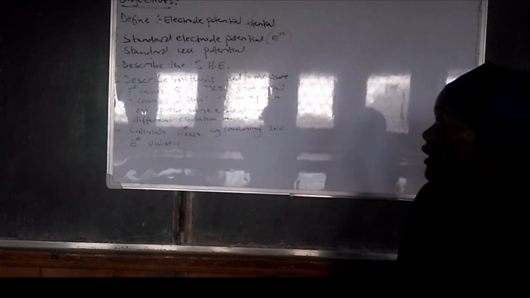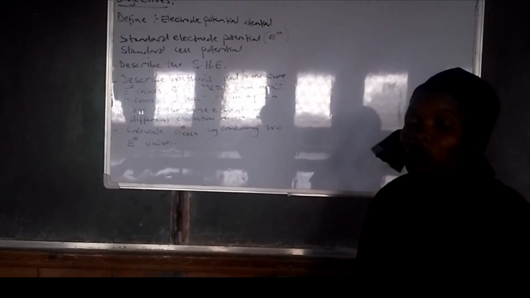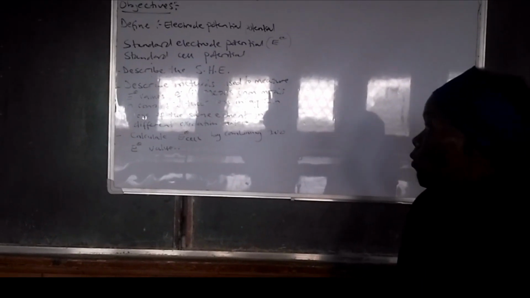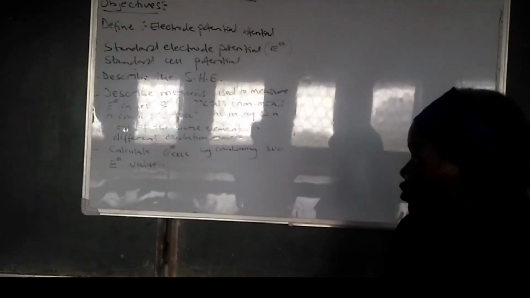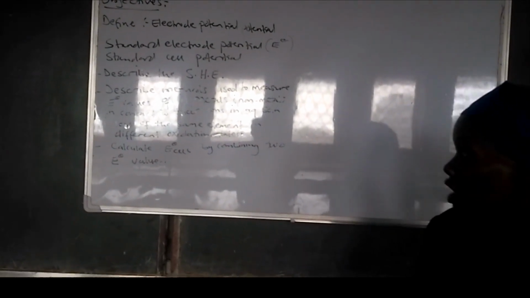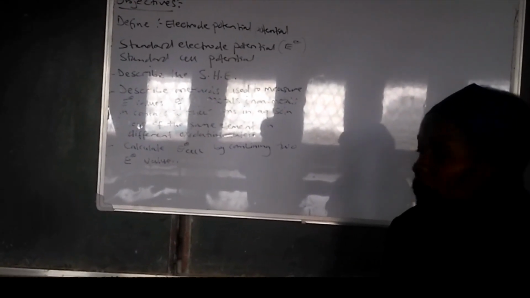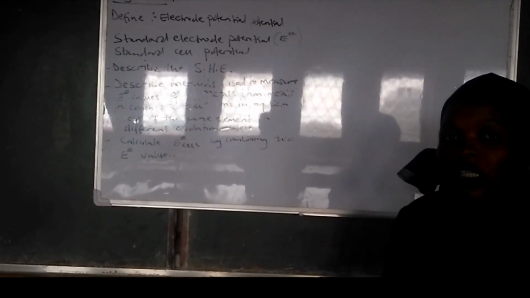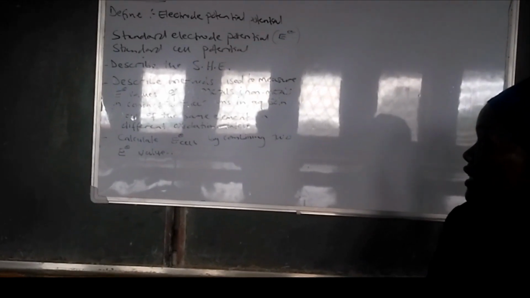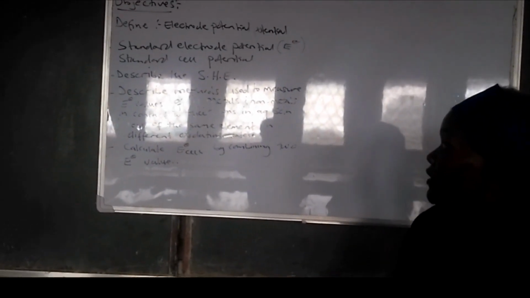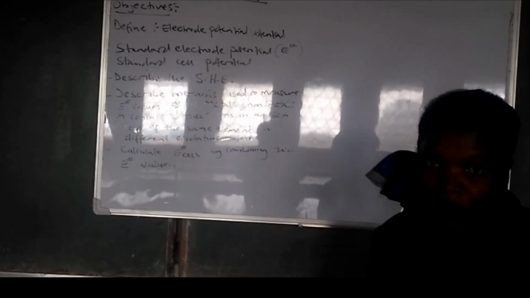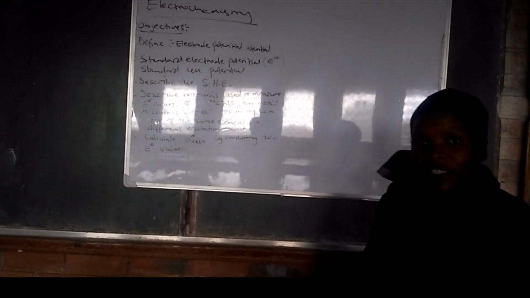We also want to look at the methods which are used to measure the standard electrode potentials of metals as well as non-metals which are in contact with their ions in aqueous solution. And we also want to describe how we can measure the E0 values of ions of the same element but with different oxidation states. And finally, we want to see how we can calculate the standard cell potential by combining the standard electrode potentials of the half cells which are involved in creating the cell.